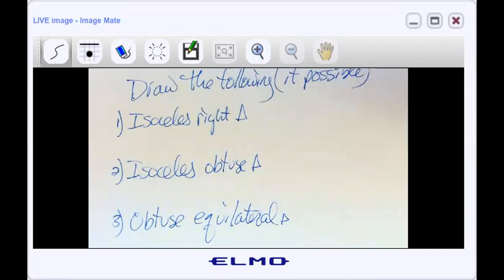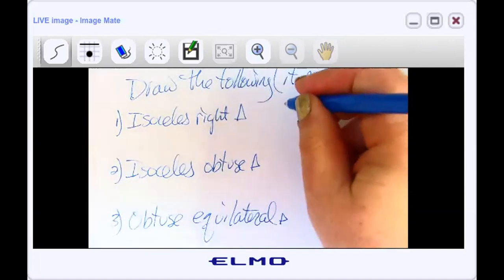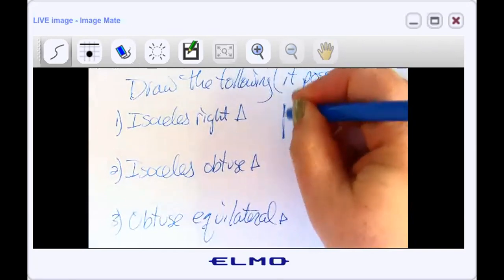Okay, number one, can you draw an isosceles right triangle? Is it possible? Yes, it's going to look something like this. You obviously need a right angle in there.